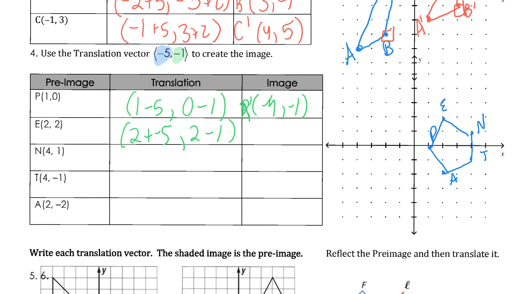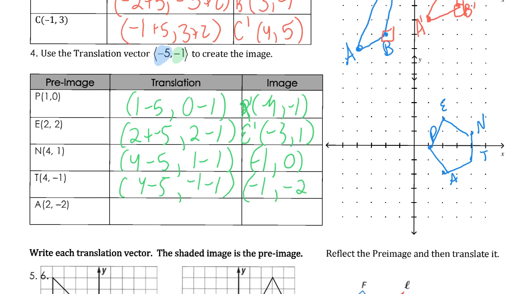You can put in plus and negative, doesn't matter. So E prime would be -3 and 1. And then N is 4 - 5 and 1 - 1. So you get -1. And we also get 0. And then 4 - 5 again, still -1, and then -1 - 1 is going to be -2, and that's going to be N prime, T prime. And then A prime would be 2 - 5 and -2 - 1, which is -3 and -3. Okay, cute. And so let's try graphing these.